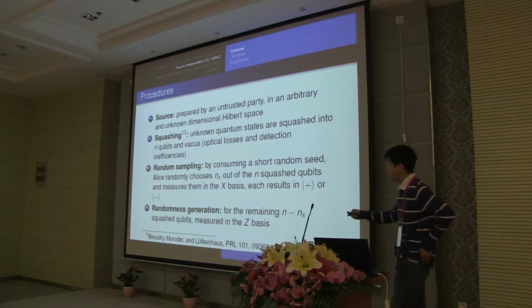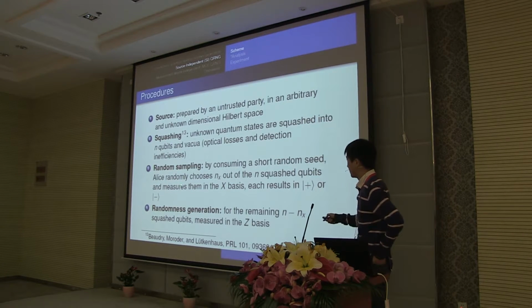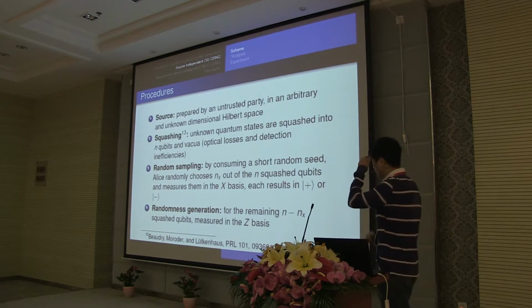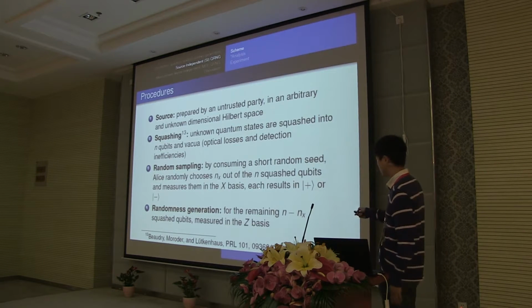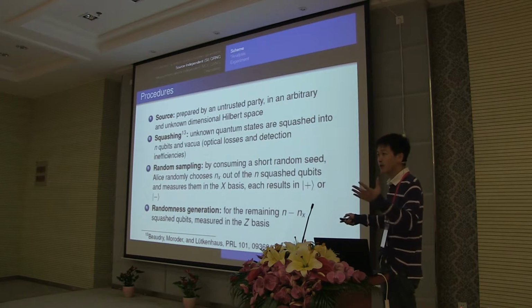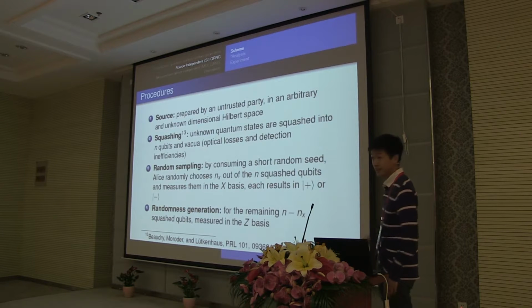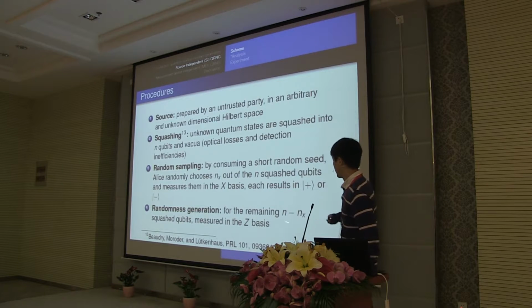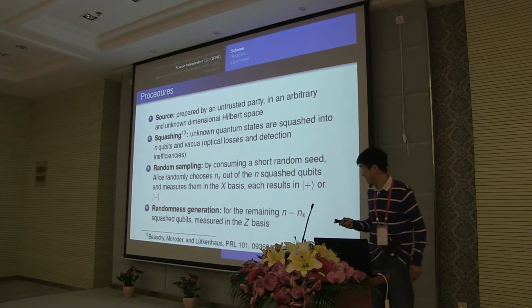We need to do some random sampling. So Alice randomly picks n_x out of n, and normally n_x is much smaller than n. When n is big, you then measure in the x basis to make sure the results will be plus or minus. Hopefully, in the ideal case, all the results will be positive, and Alice will be happy. And then for the generation, you measure in the z basis.